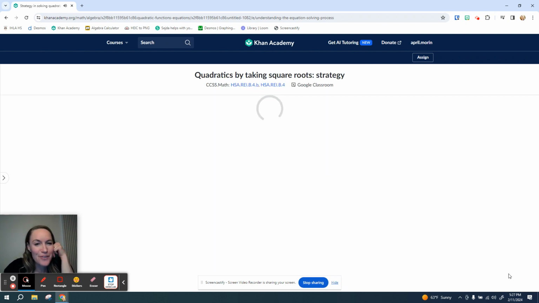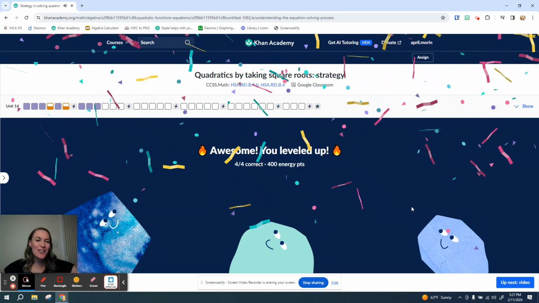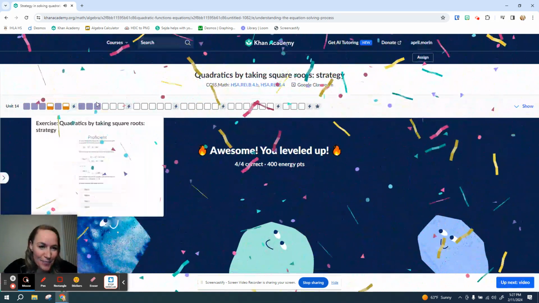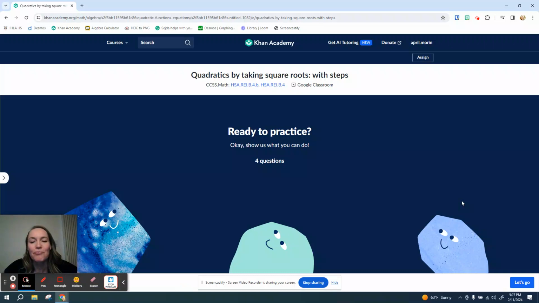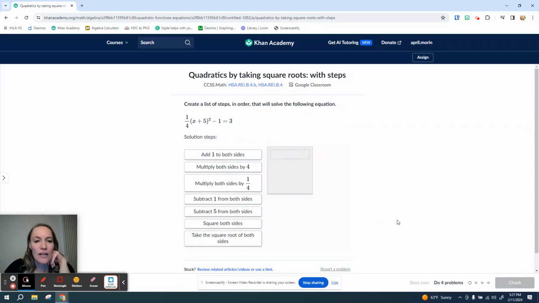All right, we made it through looking at those mistakes. Yay. Okay, next square. All right, create a list of steps in order that will solve the following equation. Okay, so the first thing I would do is add 1 to both sides. Okay, do I need to move them? Yep, I need to move them over here. All right, add 1 to both sides.